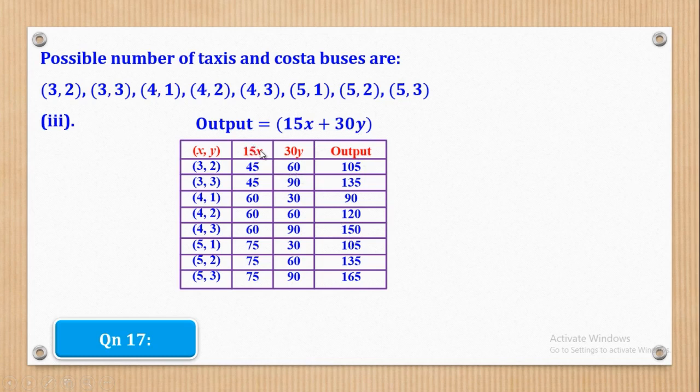Now 15x means where there is x, you put there these x values, and for 30y means where there is y, you put there the y values to get these values. For example, 15 times 3 will give you 45, 15 times 4 will give you 60, 15 times 5 will give you 75, like that. Similarly, 30 times 2 will give you 60, 30 times 3 will give you 90, 30 times 1 will give you 30, and so on. Now the output is got by summing up. When you sum up, you will come up with these values as the output.